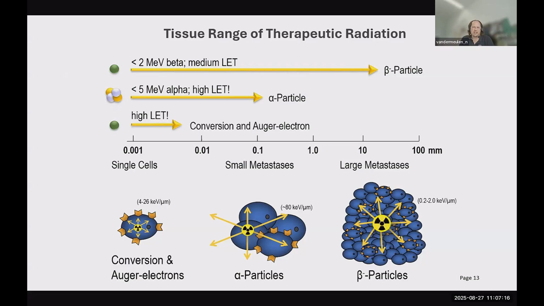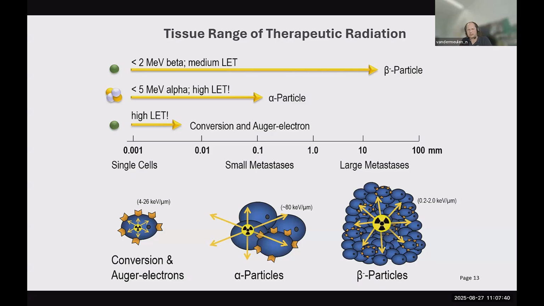And as you can see, a beta particle can actually travel quite far and is generally focused on your larger metastases in the cancer patient. Of course, the alpha particle is aimed at small metastases and can destroy those with its high linear energy transfer.